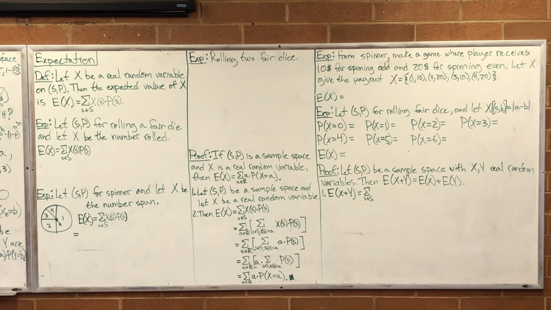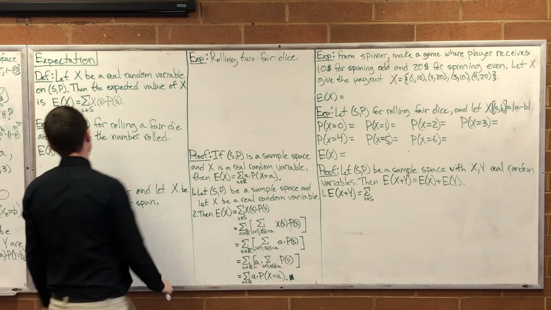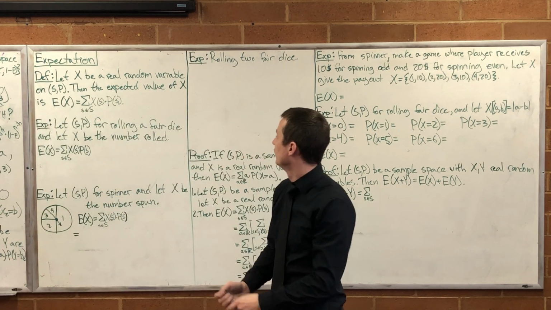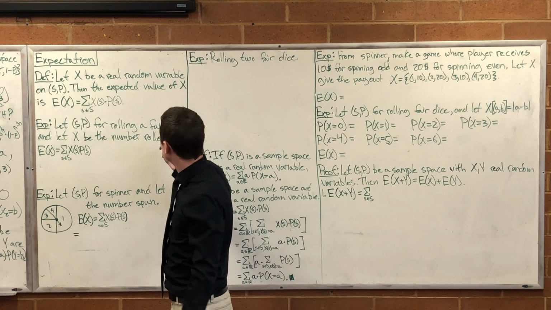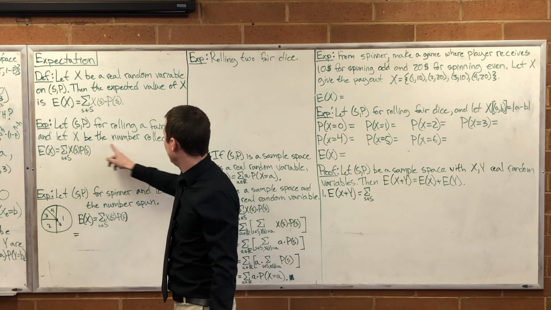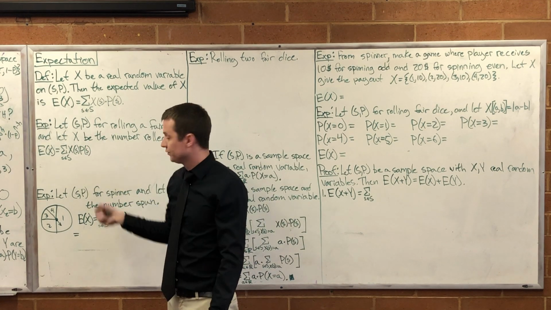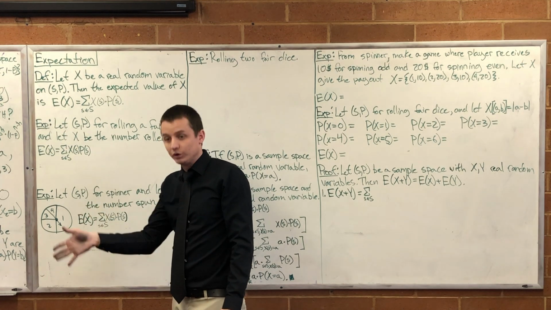So expected value is a sum of weighted numbers. We take their outcomes and we weight them by the probability, is one way to think about it. We'll get to rolling 2 dice in a second to show that 7, but let's start out with a simpler case. Let SP be a sample space for rolling a fair die, and let X be the number rolled. So we're just rolling 1 die for now.